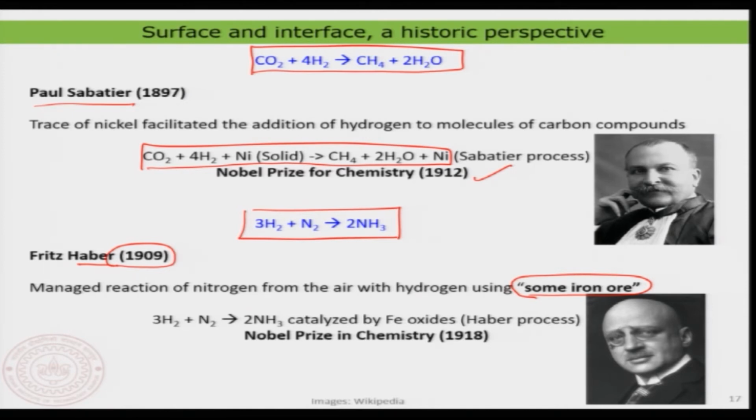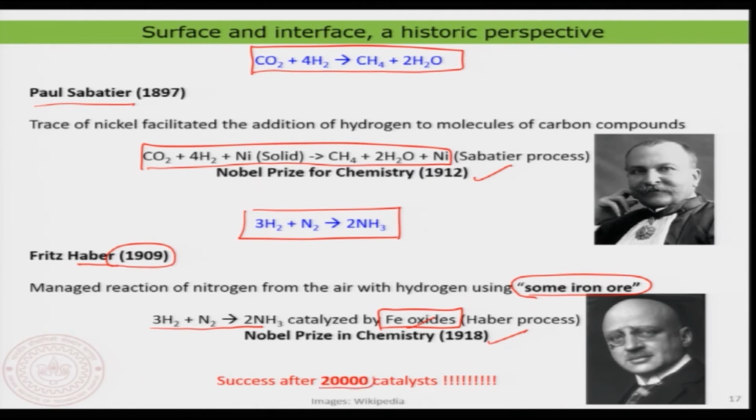At that time when Fritz Haber was doing this chemical reaction, he did not know what is the real form of the iron, but later it was found out that it is a form of iron oxide that is facilitating the reaction, and then he made this reaction possible by using iron oxide. This is famously known as the Haber process or Fritz Haber process, and he was awarded the Nobel Prize in Chemistry in 1918.